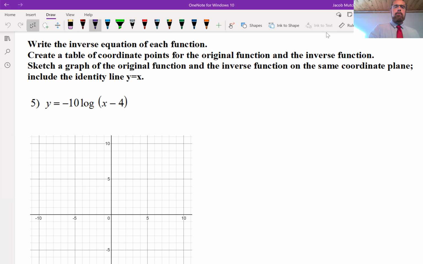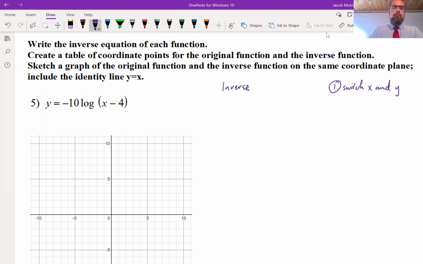Like we had done when we were writing inverses of exponential functions, when I write inverses of logarithmic functions, I start the same way by switching the domain and the range, which in an equation means switching x and y. So to write the inverse equation, which is my first task, I want to switch x and y. And again, that's equivalent to switching the domain and the range.